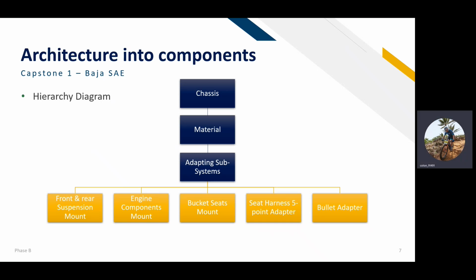In the hierarchy diagram, it is subdivided into the material to be used and the adaptation of the subsystem, like the front and rear suspension mount, engine components mount, bucket seat mount, seat harness, 5-point adapter, and the bullet adapter.